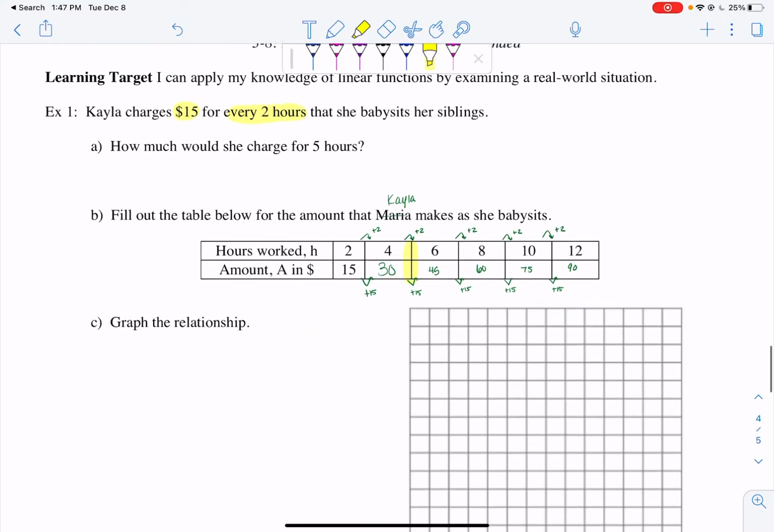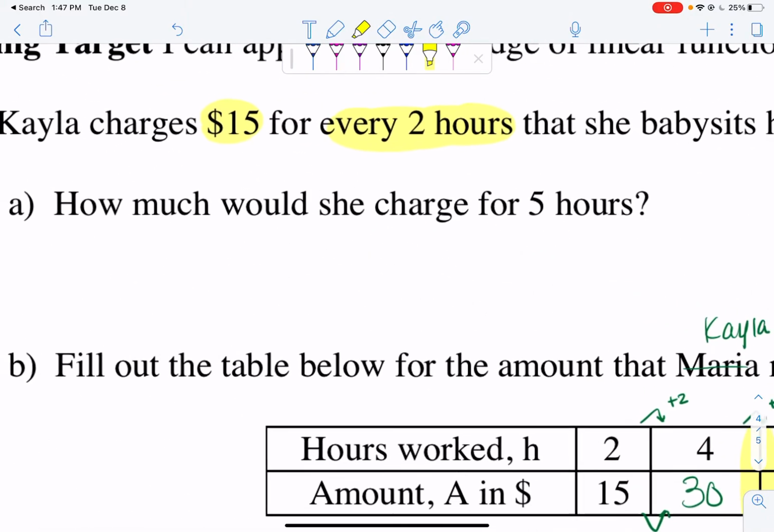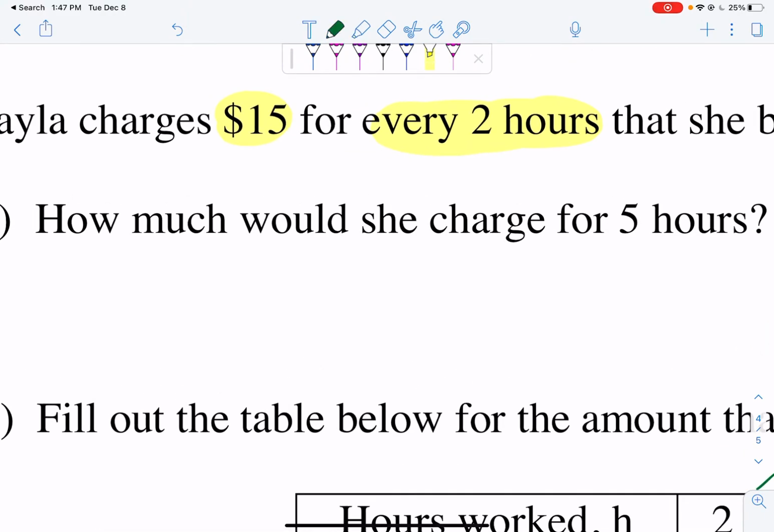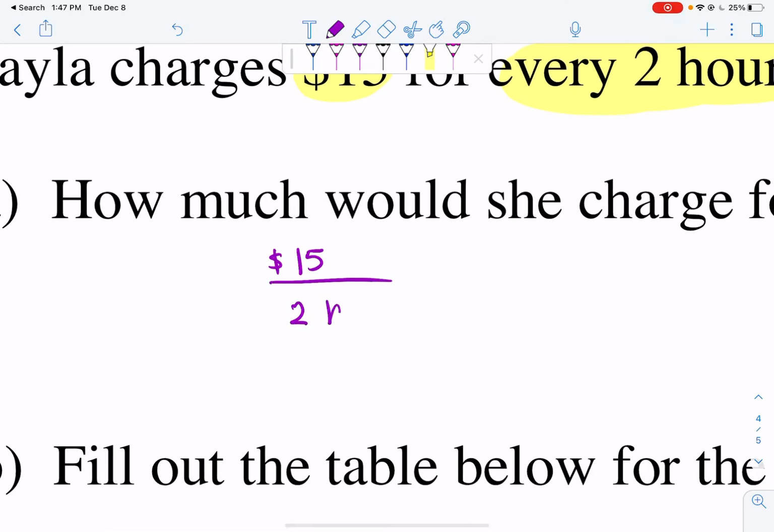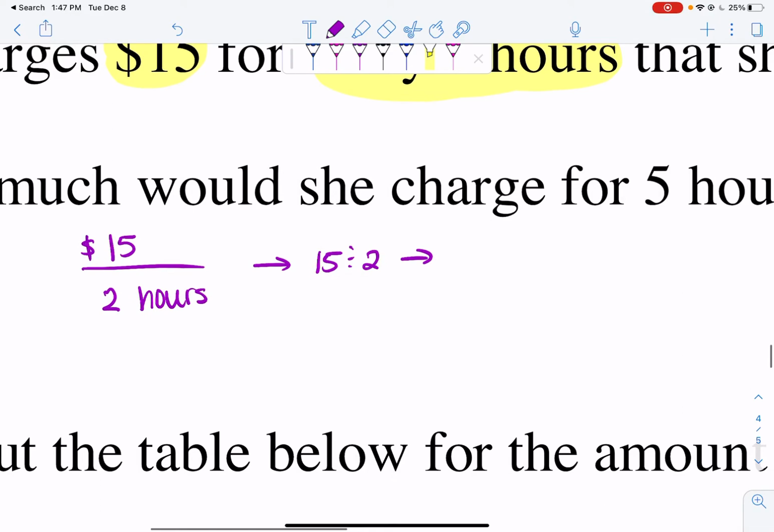So what I can do is, I can actually just use a little trick. So Kayla charges $15 for every 2 hours. So if I want to find out how much she's charging per hour, I can just do 15 divided by 2, which will give me 7.5. So I know that Kayla is charging 7.5 or $7.50 per hour.